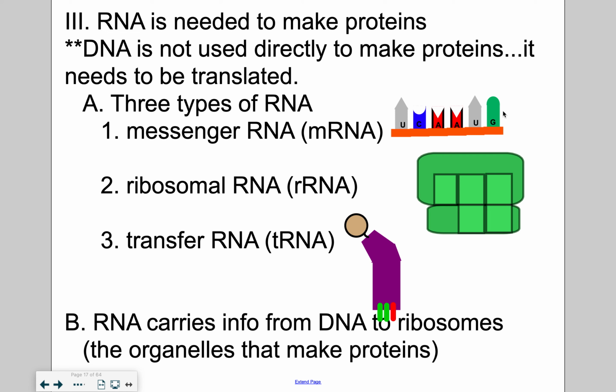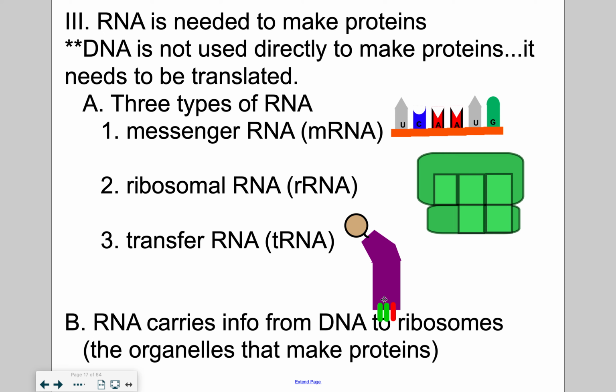So this is messenger RNA, okay? You can see that it looks similar to DNA, but it does have some differences, and we'll talk about those differences coming up. But there are some other types of RNA involved in making proteins. Ribosomal RNA, or rRNA. And this is my ribosome. It's made up of rRNA. So if I ask you what a ribosome is made up of, you would say ribosomal RNA, or rRNA. Another molecule involved in the production of proteins is called transfer RNA, or tRNA.